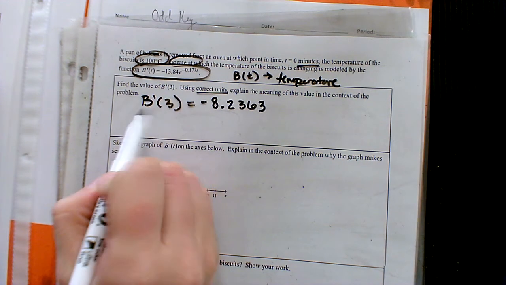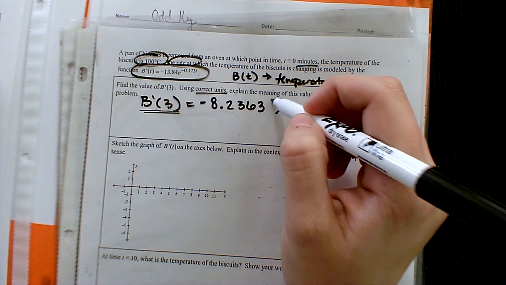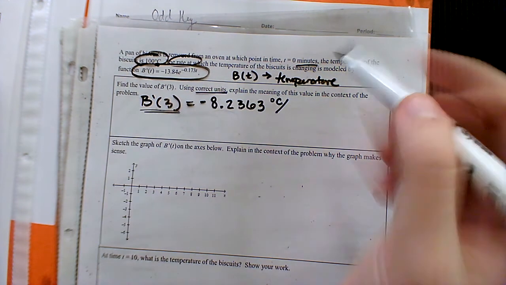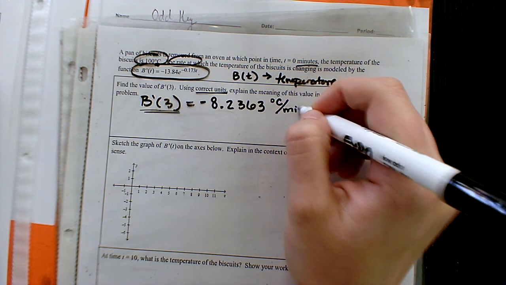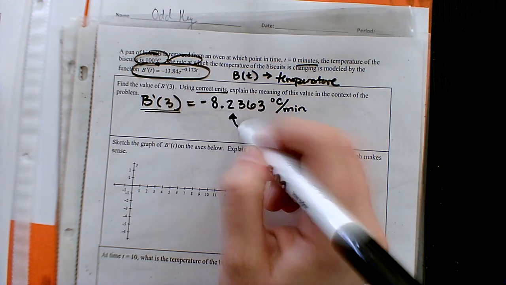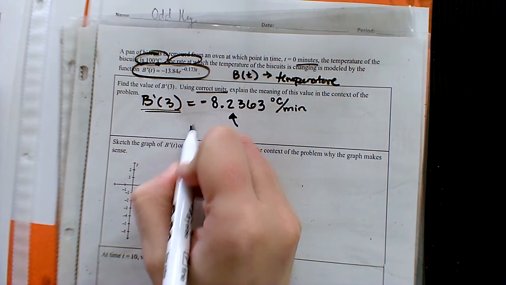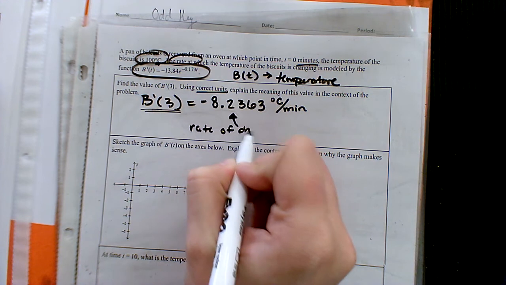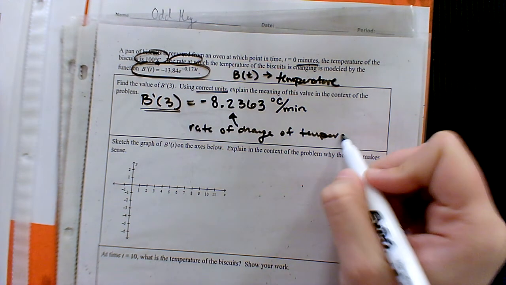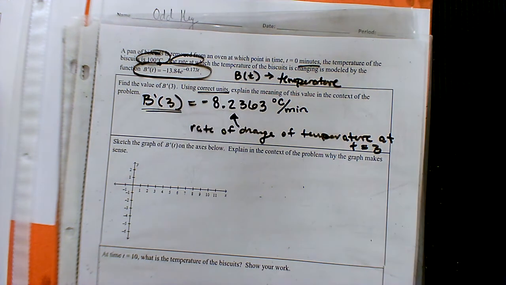If it came from a derivative, it's something over time: temperature, which seemed to be Celsius, over time, which was minutes. So what is this negative 8 number representing in the context of these biscuits? The rate of change of the temperature, at time 3.